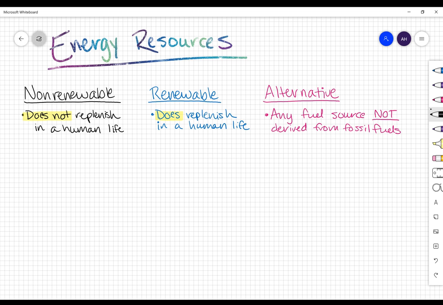So let's talk about non-renewables. All right, so non-renewables would be fossil fuels, like I just said. Okay, so fossil fuels are non-renewable. All right, and we talked about what these were in one of our previous lessons. Fossil fuels would be coal, oil, and natural gas. Those would be our fossil fuels, and those are non-renewable.